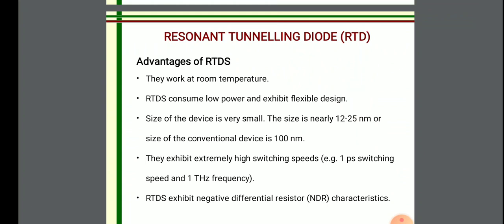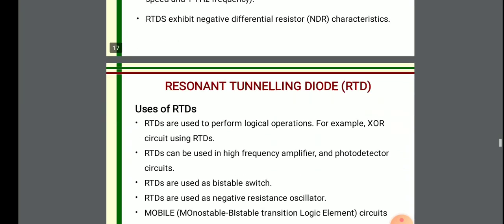Advantages of RTD: it works at room temperature, it consumes low power, it exhibits flexible design, and the size of the device is very small, nearly 12 to 25 nanometers. It exhibits extremely high switching speeds, the speed is high, and it exhibits negative differential resistance characteristics.